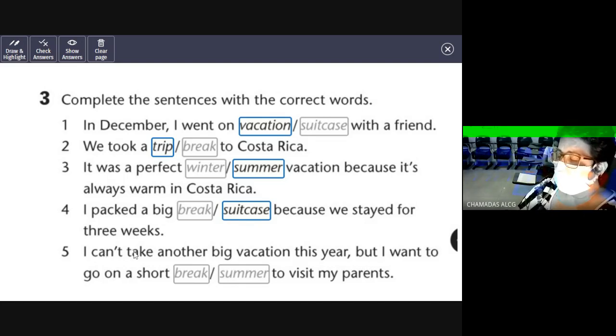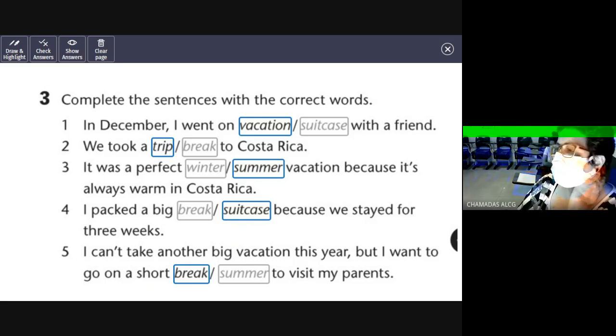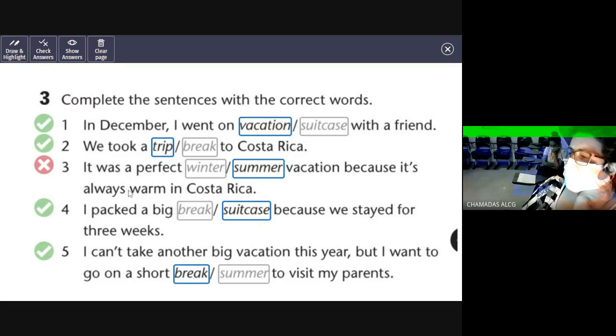Number 5, I can't take another big vacation this year, but I want to go on a short break. Yeah, to visit my parents. All right, people. Okay, guys. Yes. Okay, Maria Eduarda. Okay, Stephanie, Claudinha, Felipe. Okay. So let's check the answers.